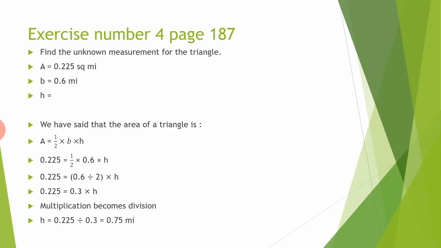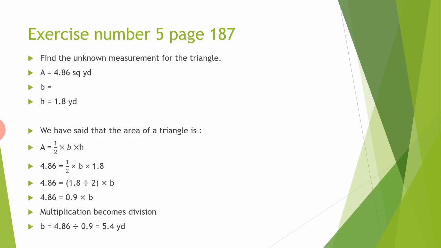A half times 0.6 is 0.6 divided by 2, that is equal to 0.3. So the equation is 0.225 equal to 0.3 times height. We say that multiplication becomes division, so we have that h is equal to 0.225 divided by 0.3. That is equal to 0.75. So the height is equal to 0.75.